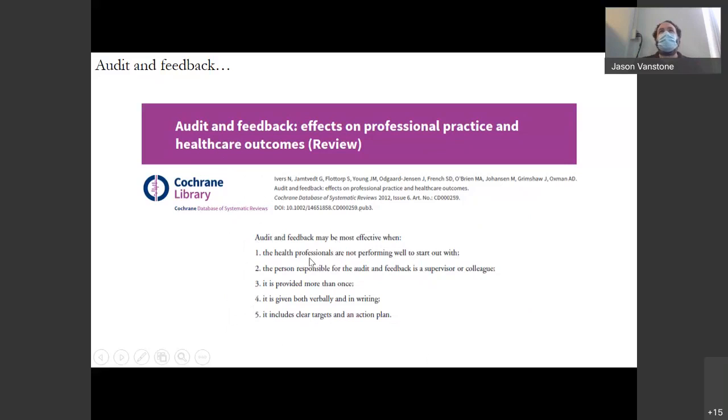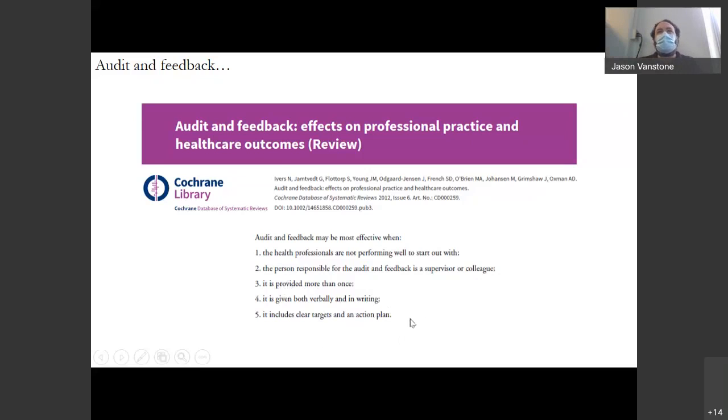So it's most effective when you have health professionals that are not performing well to start out with. If the person responsible for the audit and feedback is a supervisor or colleague, so getting that champion to help with the feedback. If it's provided more than once, so it's not just a one and done kind of thing, but coming back over time to continue that feedback. If you give it both verbally and in writing, so we're not just going to talk to them, and we're also not just going to deliver it in writing and not have anything to say about it. Having that combination gives you a better effect.